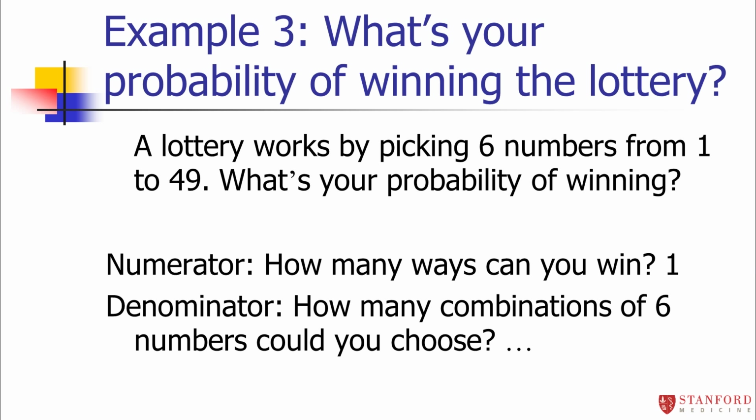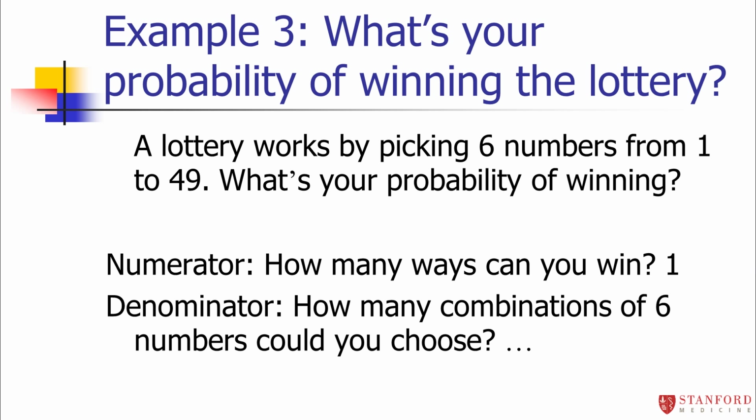A typical lottery, here's one type of lottery. One of the common lotteries works by you pick 6 numbers from 1 to 49. So you can imagine you've got a little punch card and it has all the numbers from 1 to 49 and you get to punch any 6 of them. So there is no replacement here. You can't pick the same number twice. So you're picking 6 numbers from 1 to 49 without replacement.